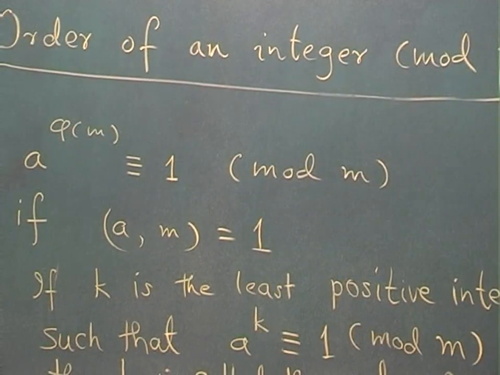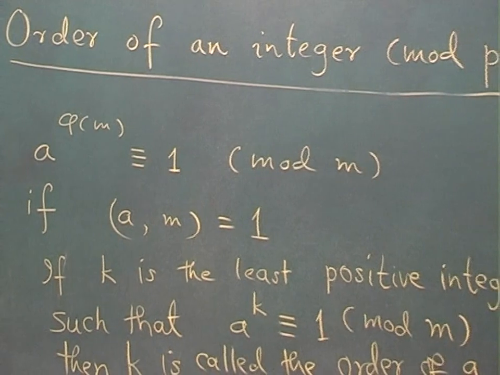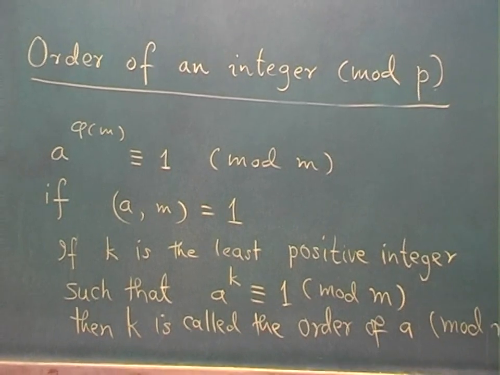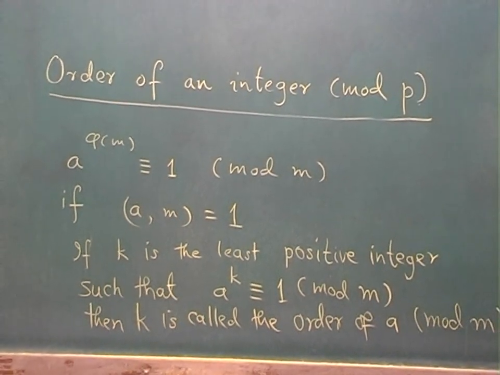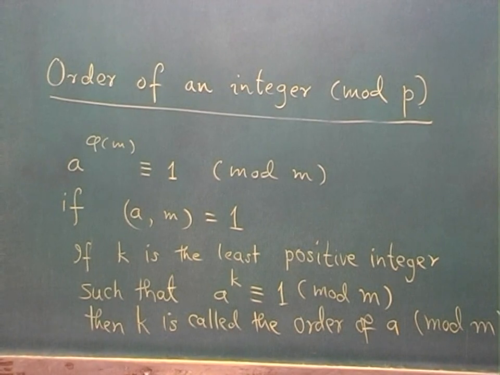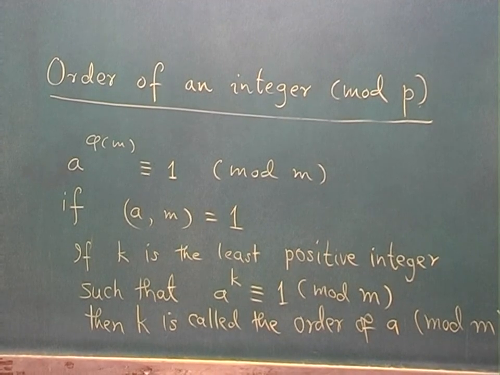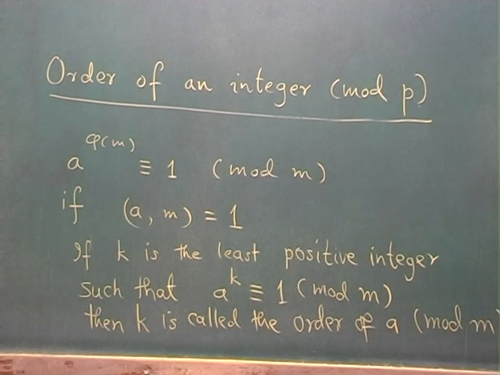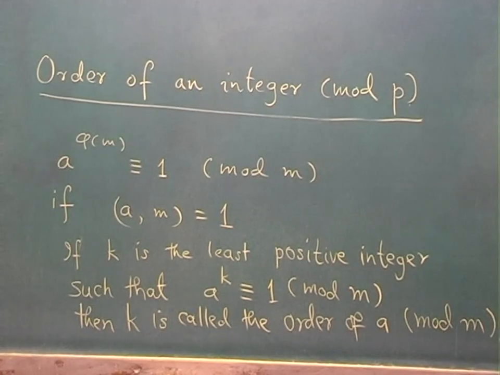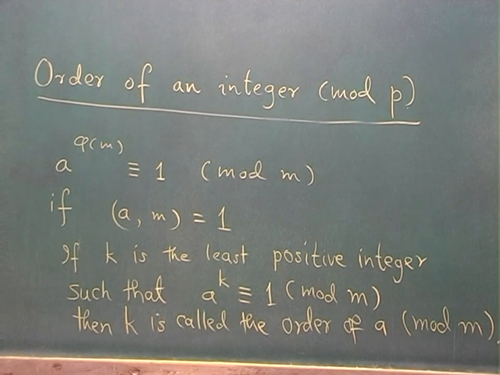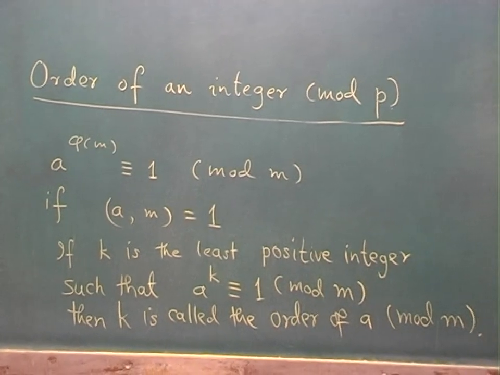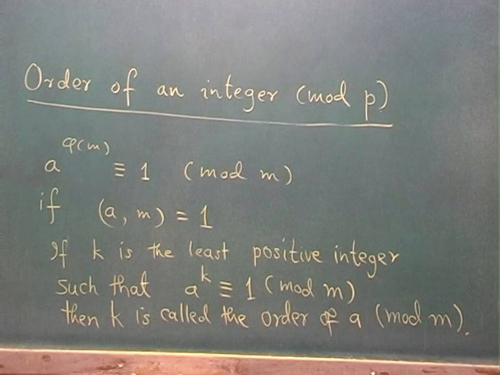Because of Euler's theorem, A raised to phi m is 1 mod m when A is co-prime to m. So there is always this least positive integer. Every A co-prime to m will have some order which is a positive integer. Here the condition GCD of A and m equal to 1 is necessary, because if A is not co-prime to m, then there is no possibility of any power of A being congruent to 1 mod m.